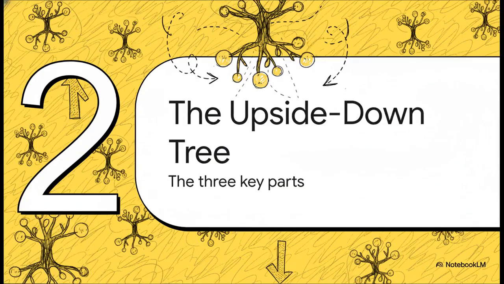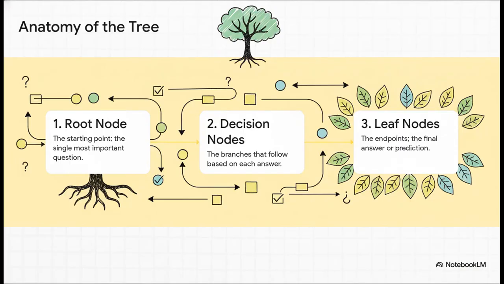Okay, so what does one of these things actually look like? Well, here's a fun little tidbit for you. In computer science, for some reason, they always draw them upside down. Yeah, the root is at the top. Every single tree kicks off with the root node. That's your big opening question. Then, depending on your yes or no, you go down a branch to a decision node, which is just the next question in line. And you just keep following these branches, question after question, until you finally hit a leaf node. And that leaf node, that's your final answer. That's the prediction. See? Root, branches, leaves.